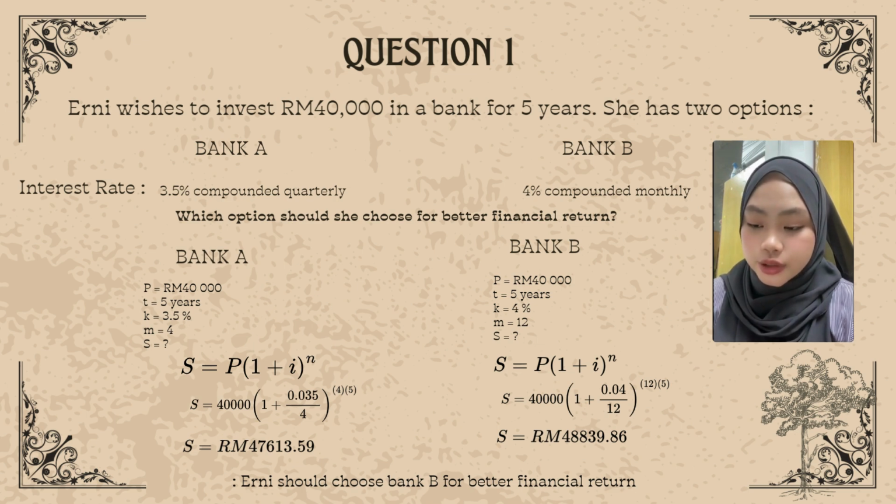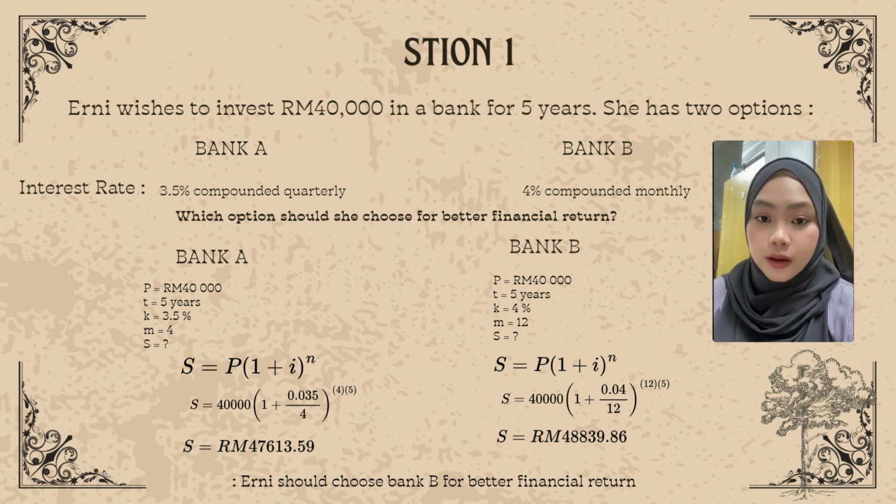Therefore, Ayrien should choose Bank B because it provides a better financial return after 5 years.